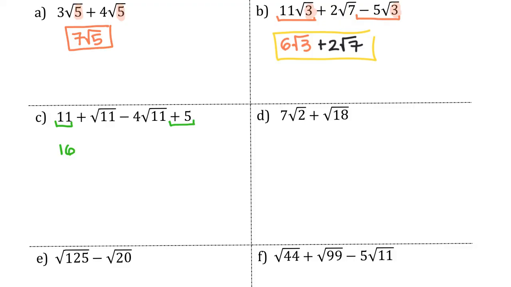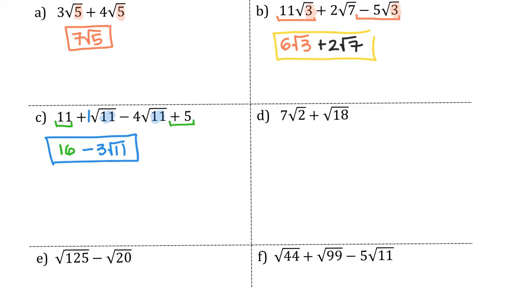Now let's check. I have a square root 11 minus 4 square root 11. Those are like terms because they have the same radicand. They're both square root 11. So I have positive 1 square root 11 minus 4 square root 11. So 1 minus 4, I'm going to have negative 3 square root 11s. So my final answer is 16 minus 3 root 11, and the order doesn't matter, so I could also have negative 3 root 11 plus 16.